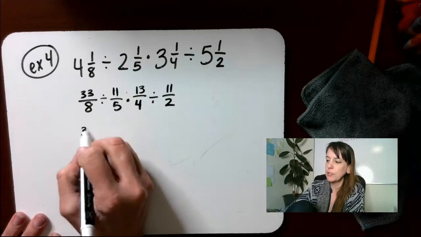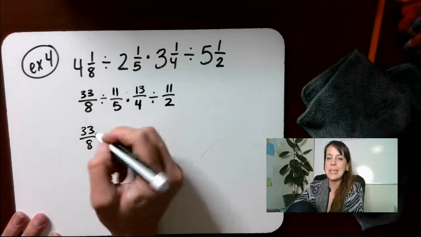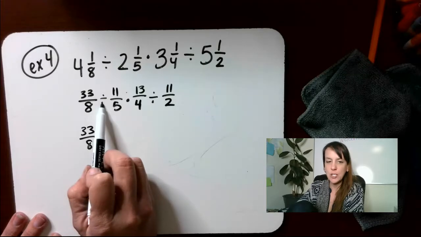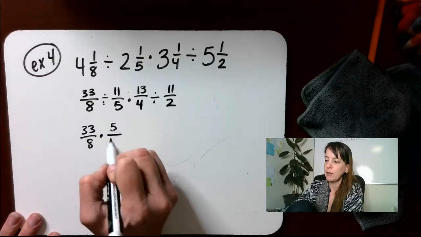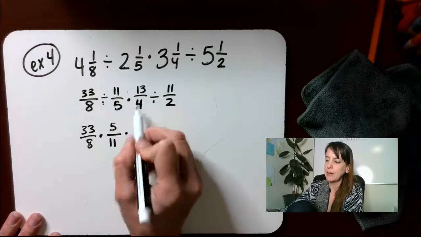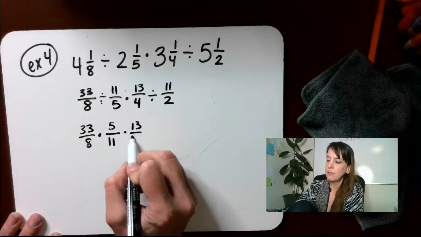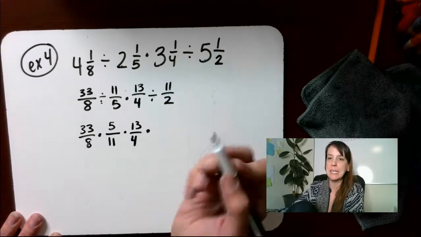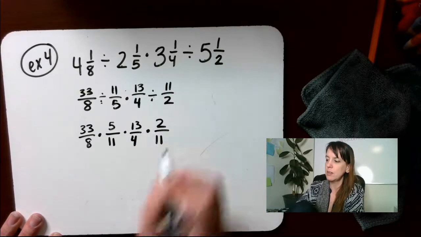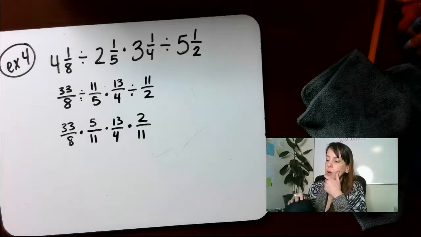So this is 33 over 8 times, because we're going to change that, and you change whatever you're flipping at the end. So 5 over 11 times, we'll keep that, we'll keep this, 4. We're changing this, so we need to flip the one that's immediately after it. So 2 over 11. Okay, so with that said, let's see if we can cross cancel here.